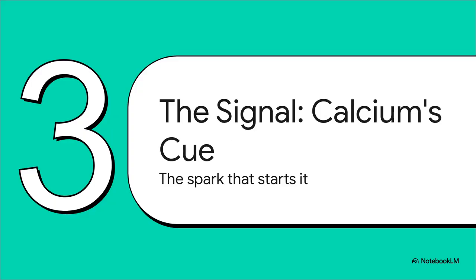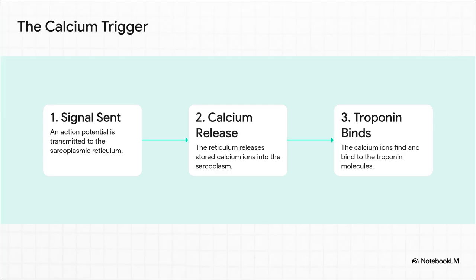So we've met the players and the stage is perfectly set. How do we get this show on the road? Well, it all starts with a signal, an electrical spark, really. It's a super fast chain reaction. First, a nerve impulse, an electrical signal, zaps that calcium warehouse, the sarcoplasmic reticulum. In response, this signal throws open the gates, and the reticulum releases all its stored calcium.